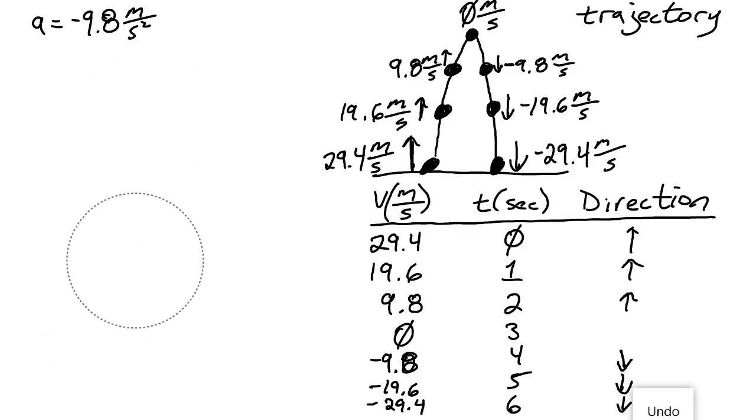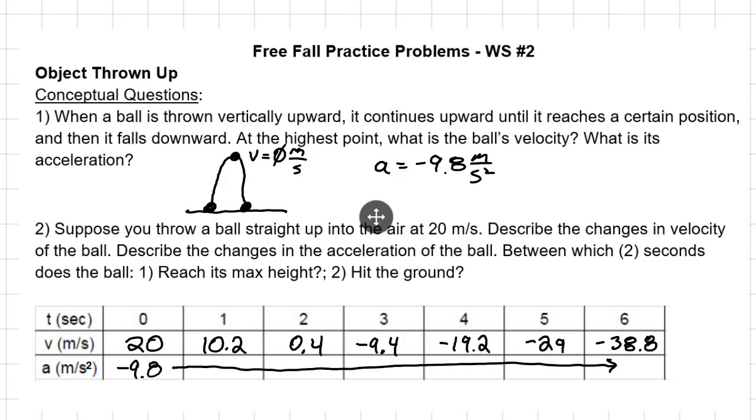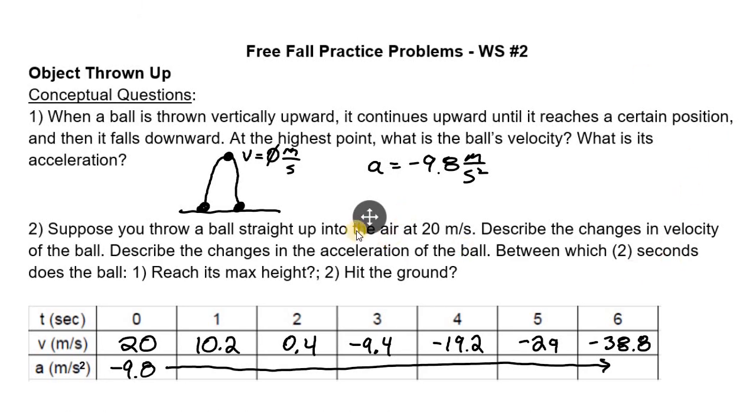But now we're given an initial velocity of 20 meters per second. So this is just our situation right now. It's a little bit messier looking, but there are 2 questions. Between which 2 seconds does the ball reach the max height?